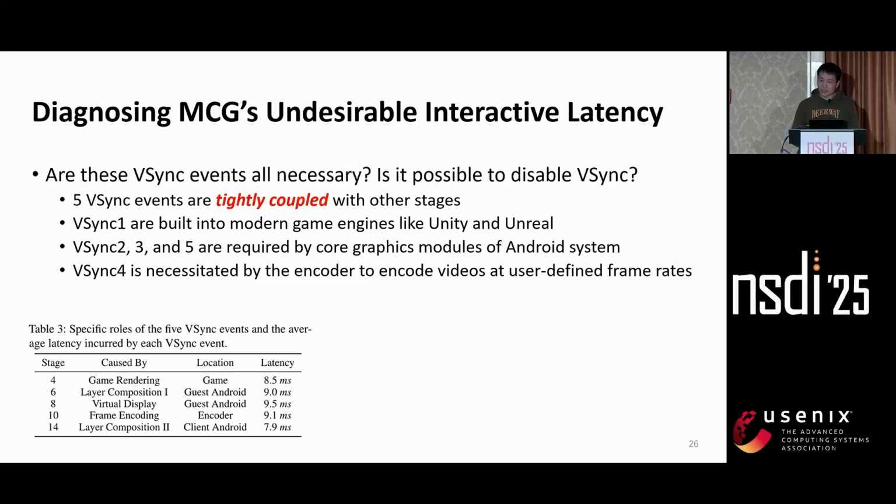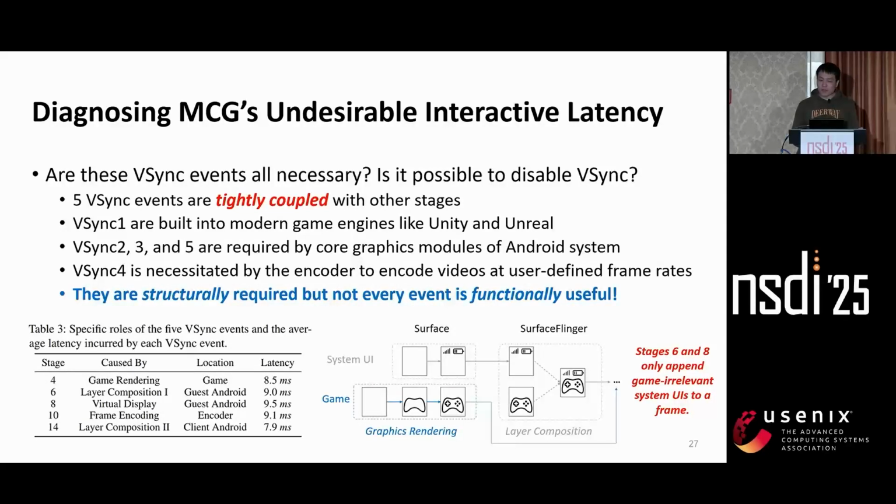To answer these questions, we delve deep into the loop and discover that 5 vsync events are tightly coupled with other stages. Vsync 1 has been built into modern game engines like Unity and Unreal. Vsync 2, 3, and 5 are required by core graphics modules of both cloud-side and client-side Android systems. Vsync 4 is necessitated by the video encoder to encode videos at user-defined frame rates.